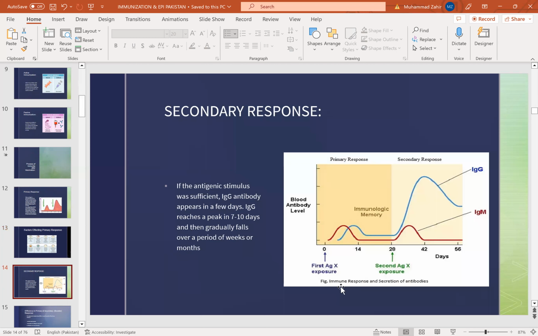So after the primary response, there's a secondary response. If the antigen stimulus was sufficient, IgG antibody appears in a few days. IgG reaches a peak in 7 to 10 days and then gradually falls over a period of weeks or months. As you can see in this picture, initially it was IgM in the primary response, and then it is IgG, whose levels were low initially, and then rise in the secondary response. It was the first exposure and the second exposure. IgG is like this.